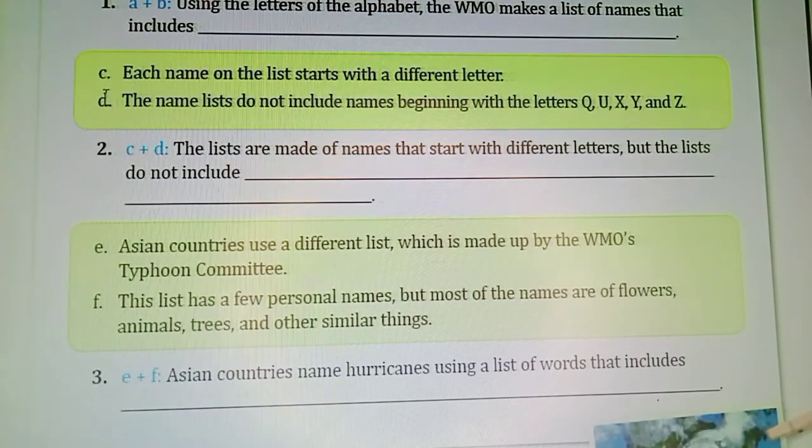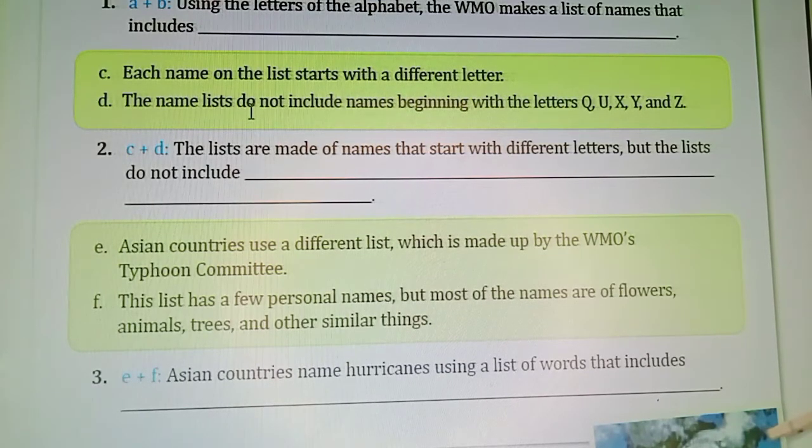So next one, letter C and letter D. Each name on the list starts with a different letter. Letter D, the name, our second sentence: the nameless.